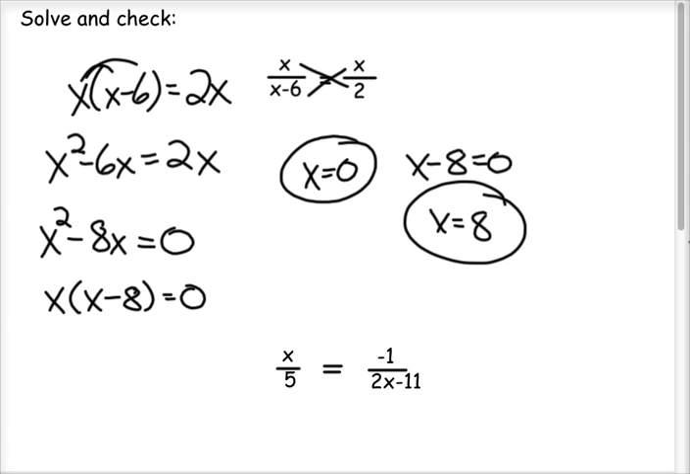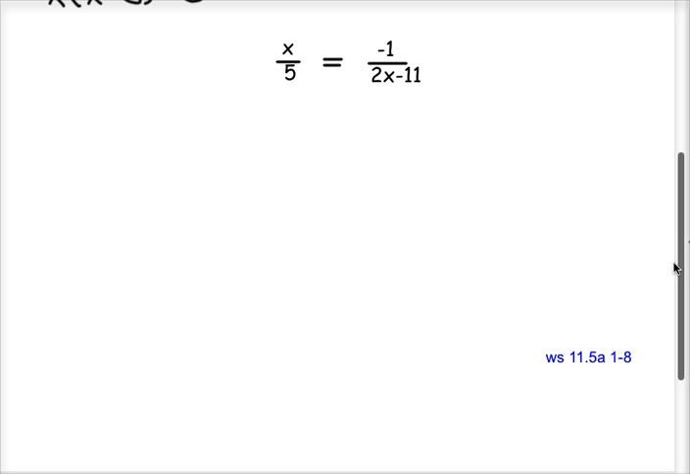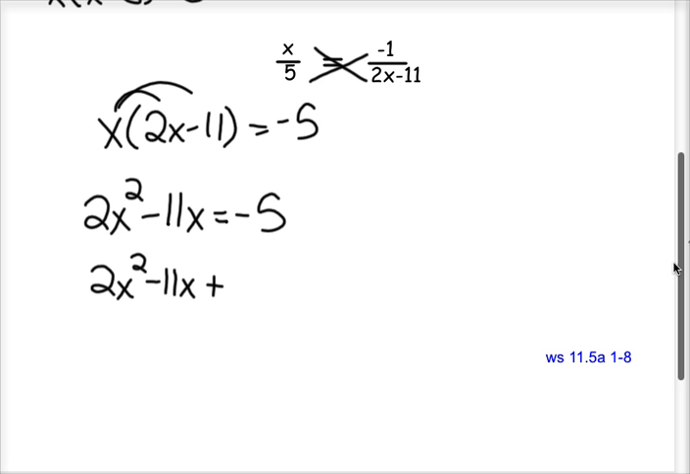All right, and now moving on to our last example, our final example of the day. Again, always set up your cross product. So x times 2x minus 11 equals -5. Distribute to get 2x squared minus 11x equals -5. We need to get it set equal to 0, so we need to add that 5 over. So I get 2x squared minus 11x plus 5, again, because I'm moving the 5 over.